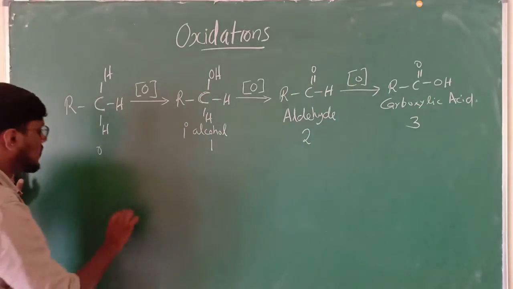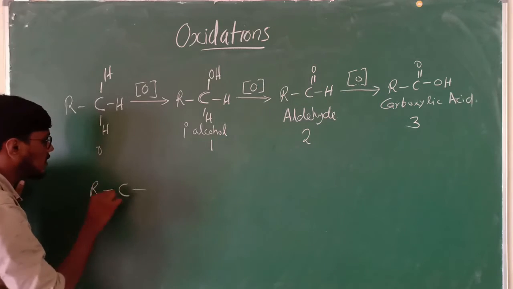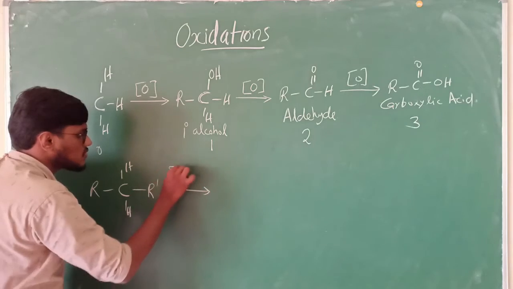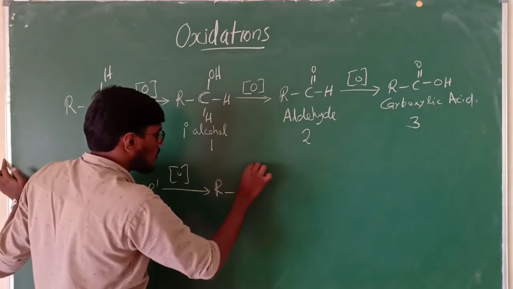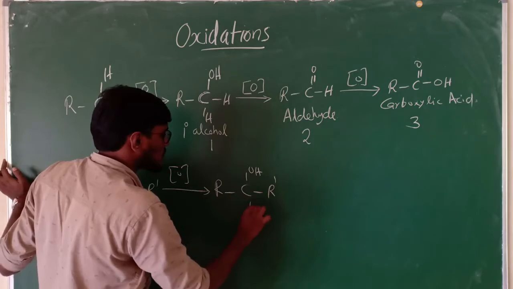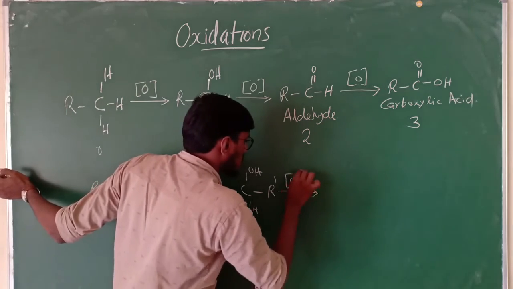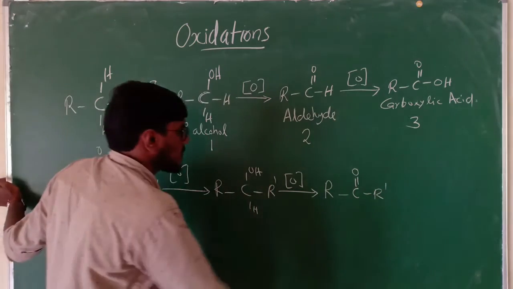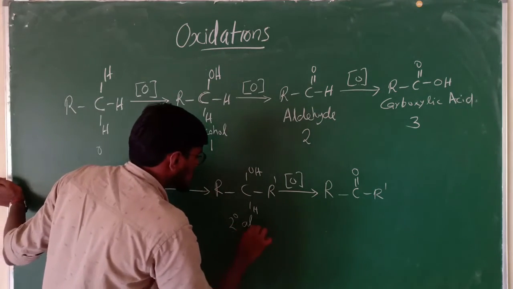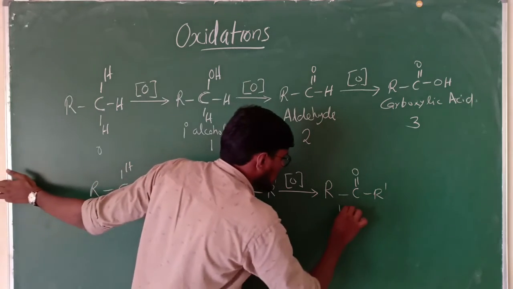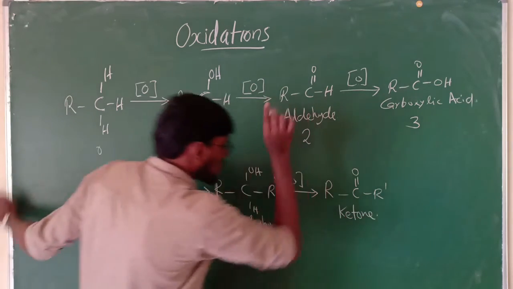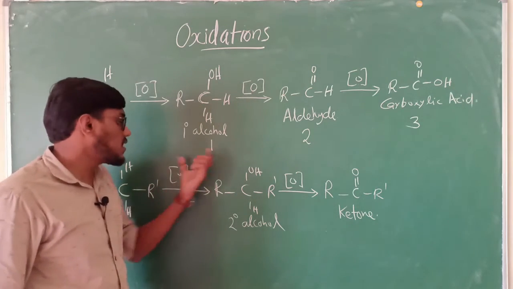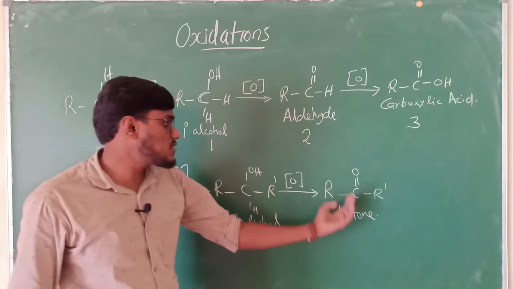Then another example, consider this compound R-CH2-R'. This compound on oxidation gives R-CH(OH)-R', which on further oxidation gives R-C(=O)-R'. This is a secondary alcohol, and this is a ketone. You can see that this compound on oxidation with a suitable reagent gives a secondary alcohol, which on oxidation gives a ketone.